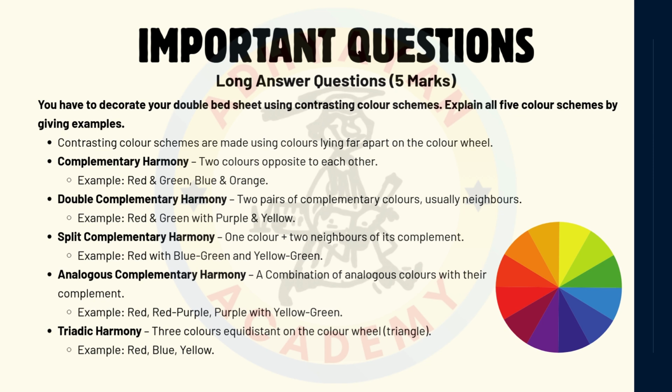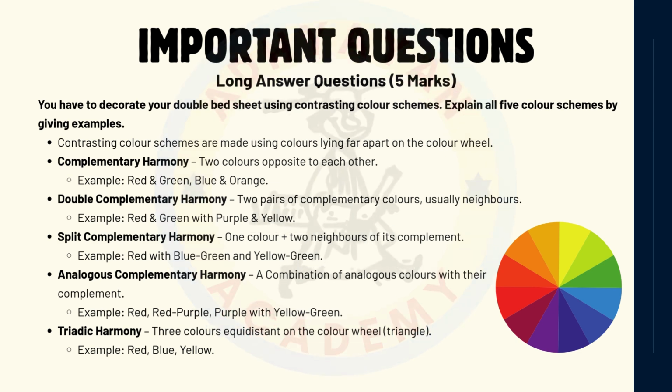Double complementary harmony, meaning 2 pairs of complementary colors, usually neighbors. For example, red and green, with purple and yellow. Split complementary harmony, meaning one color plus two neighbors of its complement. For example, red with blue-green and yellow-green. Analogous complementary harmony, meaning a combination of analogous colors with their complement. For example, red-purple and purple with yellow-green. Triadic harmony, meaning three colors equidistant on the color wheel. For example, red, blue, yellow.